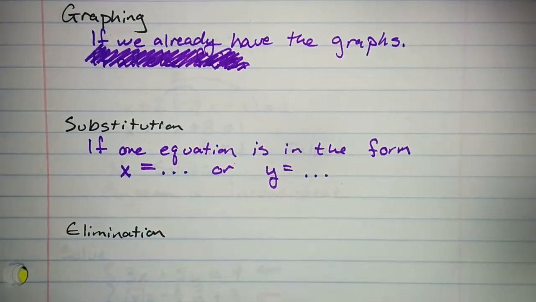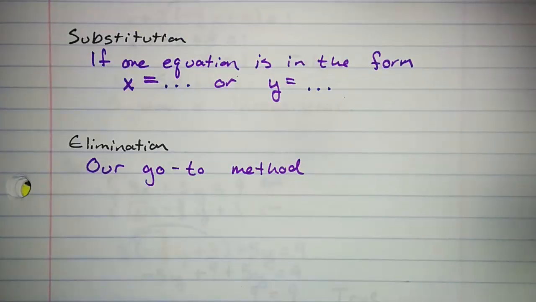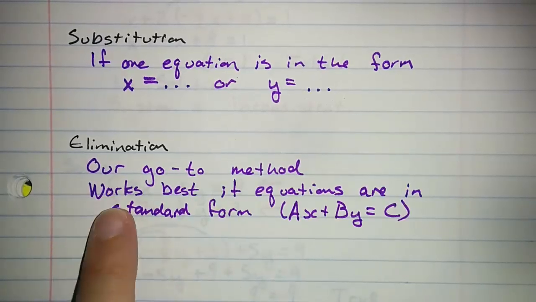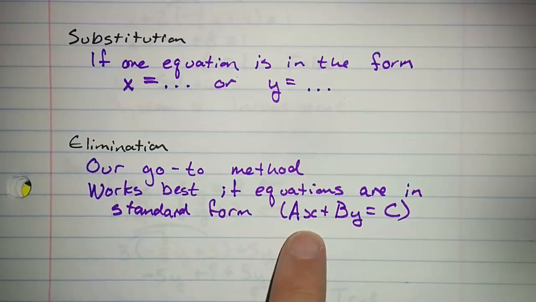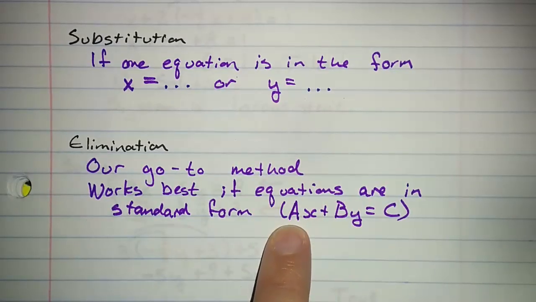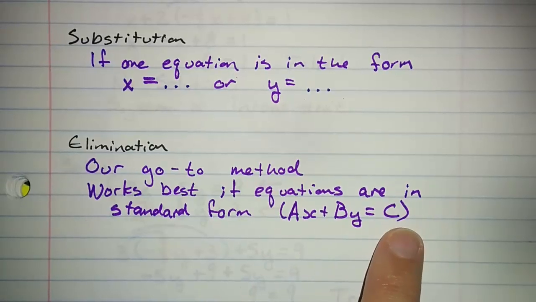Elimination is our go-to method. If we don't know what to choose, we should choose elimination. Elimination works best if our equations are already in the standard form. That is, all the stuff with variables on the left side, all the stuff with no variables on the right side.